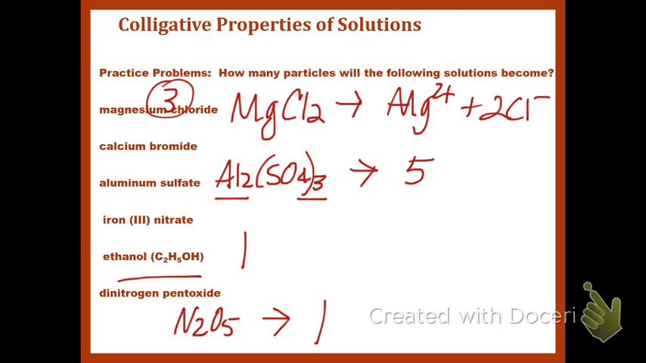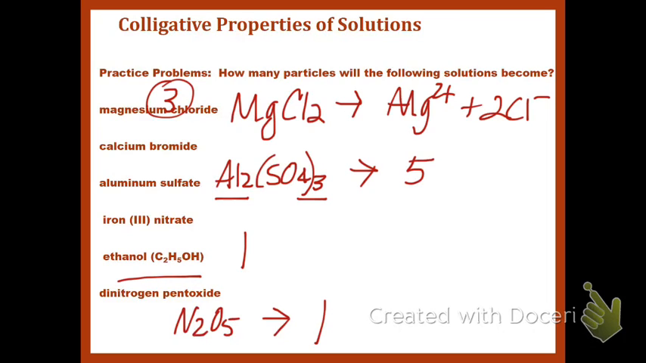So the only things that are going to give you multiple particles are ionic compounds, which are metals and nonmetals. Okay? Stuff that we learned last semester that we still need to remember. Okay? That's what makes this class a little bit harder. You got to keep remembering the stuff that we already learned.